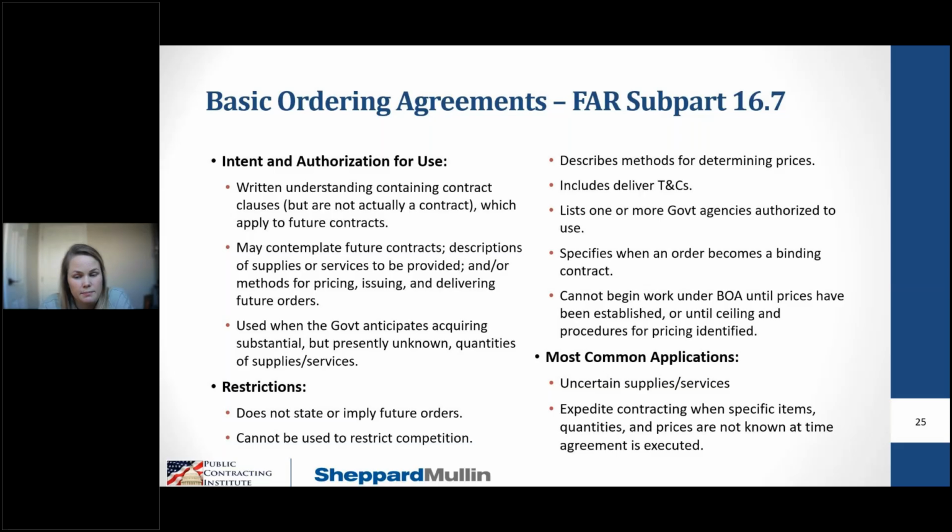Similarly, because BOAs are not necessarily priced and are not contracts entered into under the competition requirements in FAR Part 6, the government cannot actually issue an order against a basic ordering agreement without first getting prices in competition under FAR Part 6. So again, you can't use it to circumvent competition. It still has to occur. Orders under BOAs are often issued using optional form 347 orders for supplies and services as well.